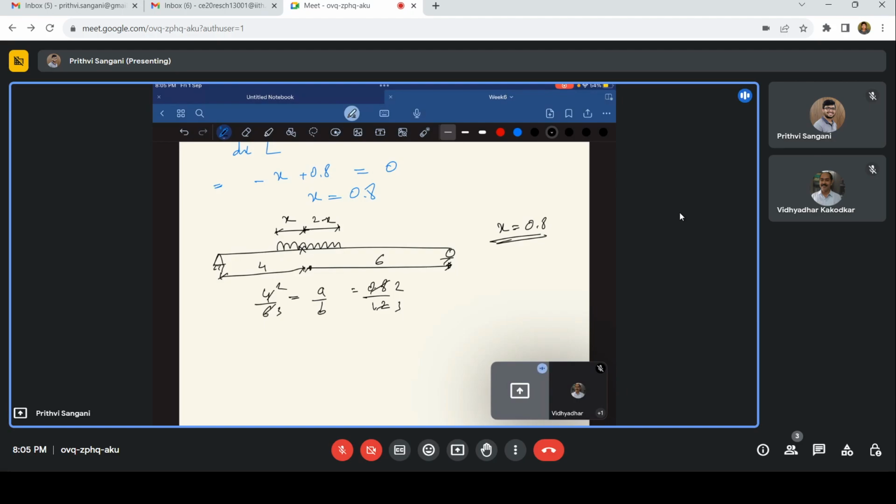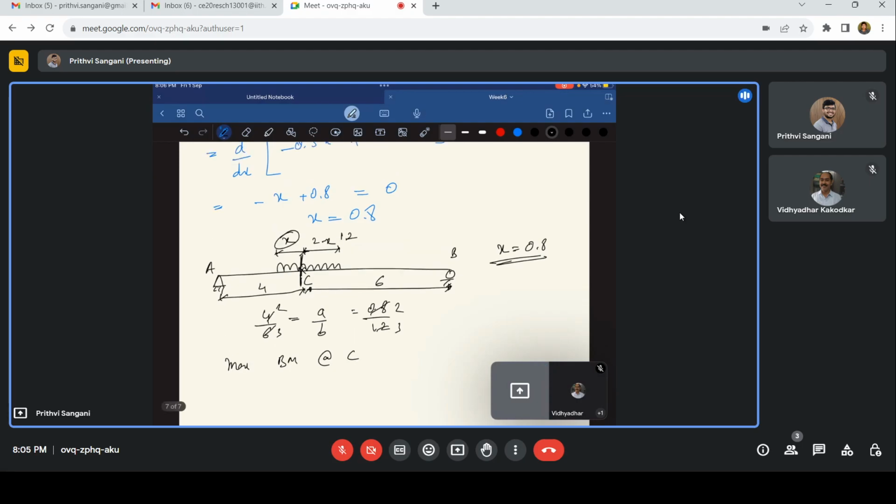So let me just repeat what I just said. If you want to find the maximum bending moment at C due to the moving UDL, we have to place the UDL in such a way that the UDL divides that point as A by B, where A by B is the ratio of the span AC to CB. Sorry, AC to CB. So right now we got x equal to 0.8, and y is equal to 1.2.